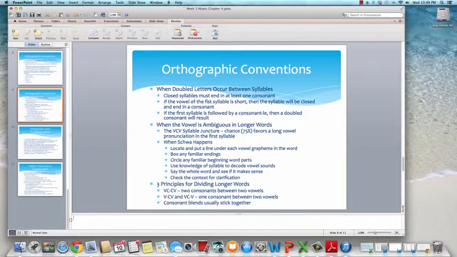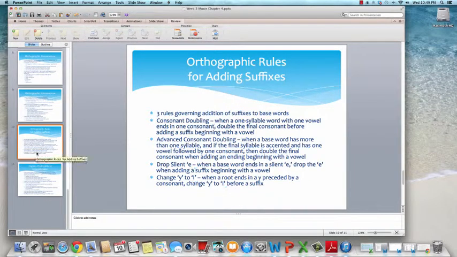So what are 3 principles for dividing longer words? You have the vowel consonant consonant vowel, which is when 2 consonants are between vowels, such as those doubled consonants, like penny, napkin, subletter, the book examples. You have vowel consonant vowel, which is 1 consonant between 2 vowels, such as even, rabies, decent. Then you have consonant blends that usually stick together. So if you see TR together, that's probably going to stick together. SP is going to stick together. SL is going to stick together. ST. And of course, QU is always going to stick together as well. So if you're familiar with the blends, you know that they typically stick together for syllabication.